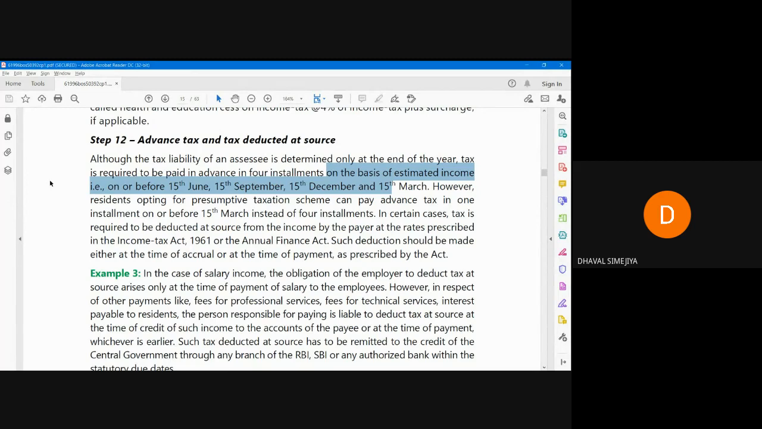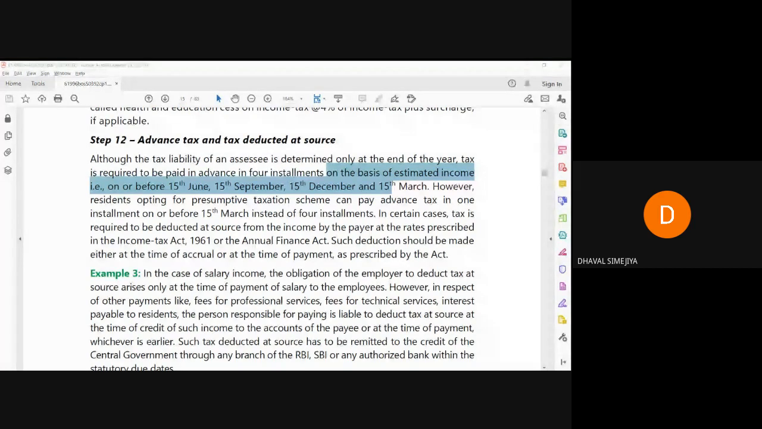But sir, how can I come to know my expected income will be this much only? From your previous year. For example, in previous year, my total income is 10 lakh rupee. So in this year, I can predict that my income will be around 11 to 12 lakh or 13 lakh. So I will calculate that tax and I will pay to the government advance tax.